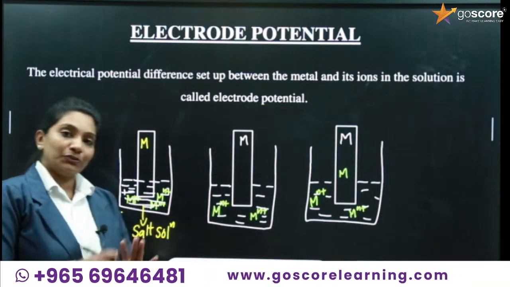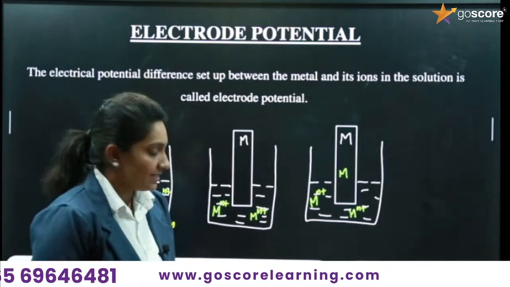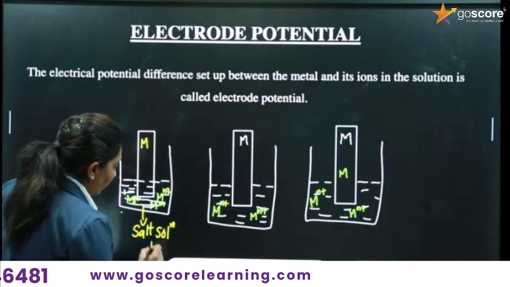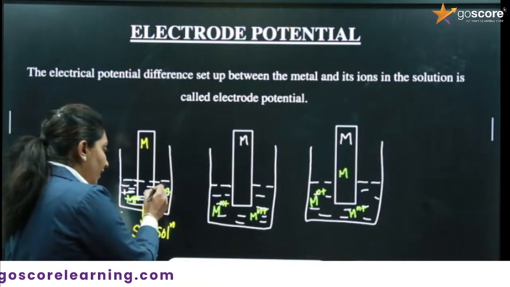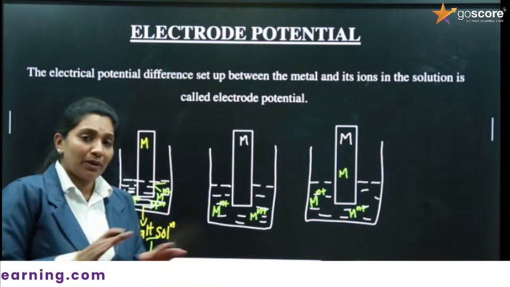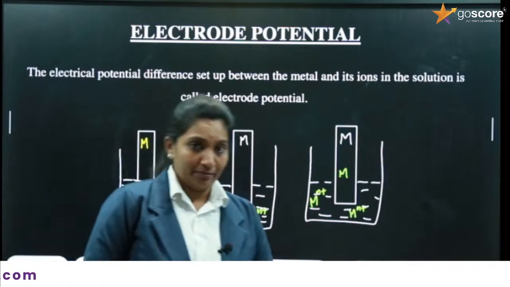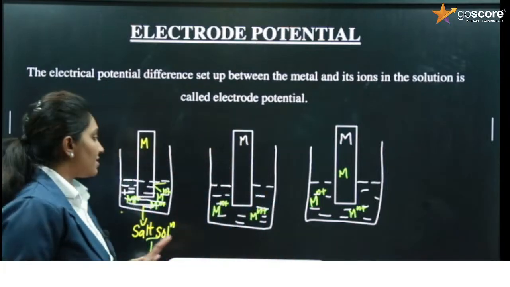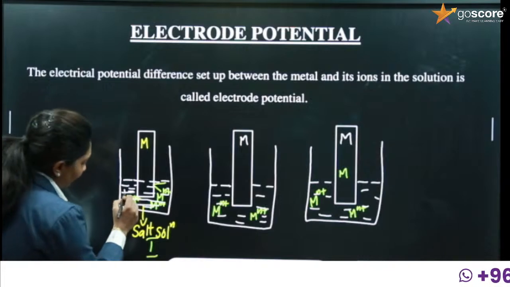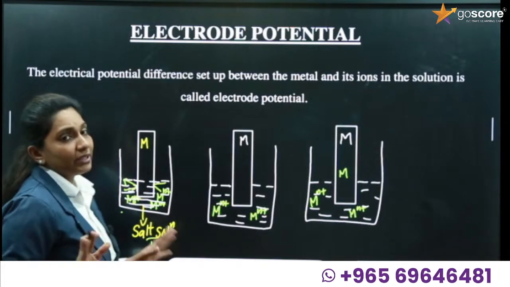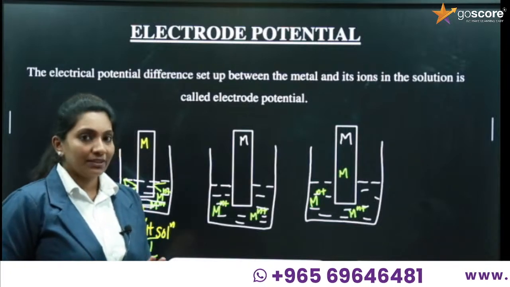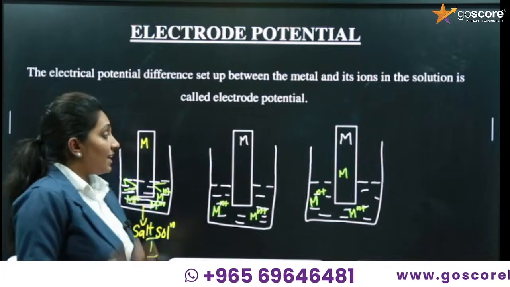I told you there are three possibilities. The first case is where the M^n+ ions, the metal ions, hit this metal and deflect back, and no reaction takes place. There are no changes happening. The metal ions hit the metal surface and reflect back without any change. That is the first possibility.